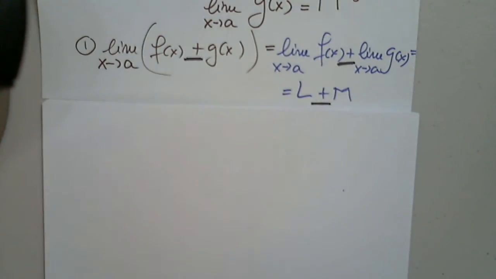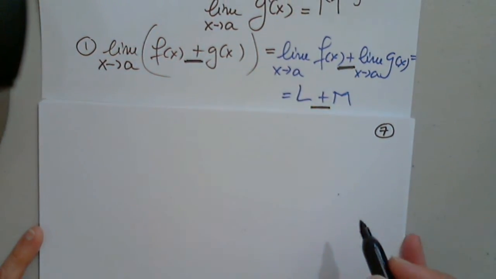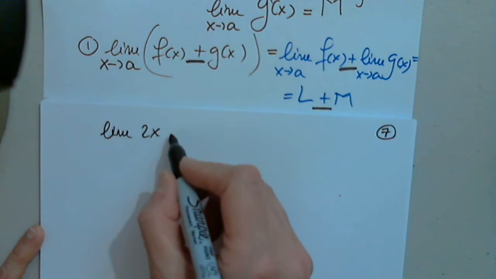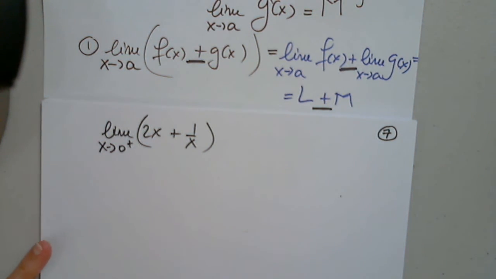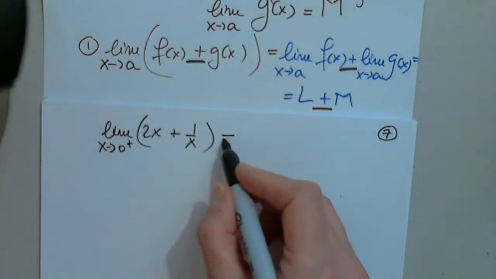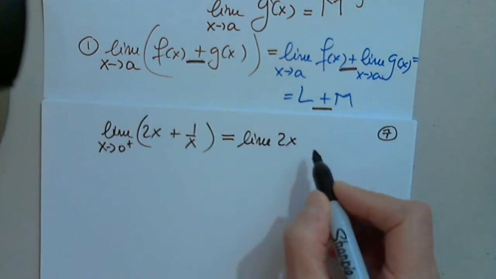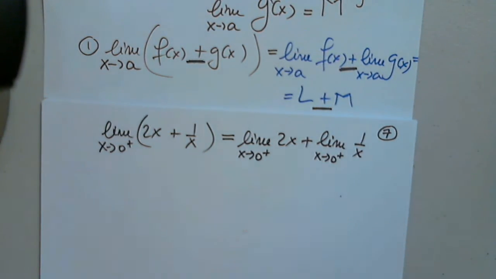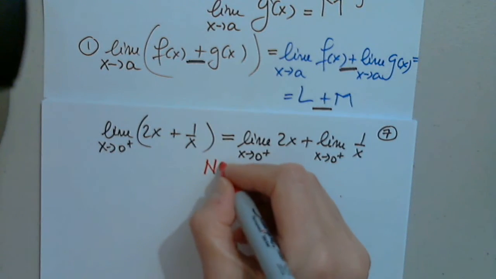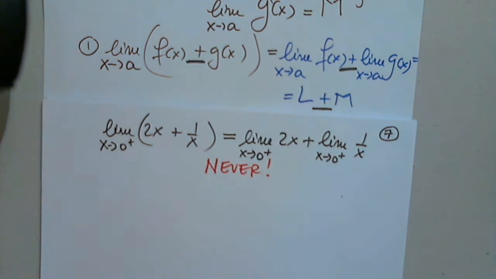Okay, so I'm on page 7. Here's an example. Limit of 2x plus 1 over x as x approaches 0 from the right. My question is, can I write the limit of 2x plus the limit of 1 over x as x approaches 0 from the right? I would say yes, because it follows the same patterns with f of x and g of x. Why?